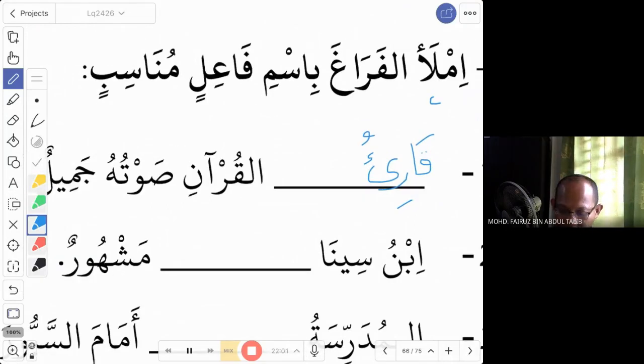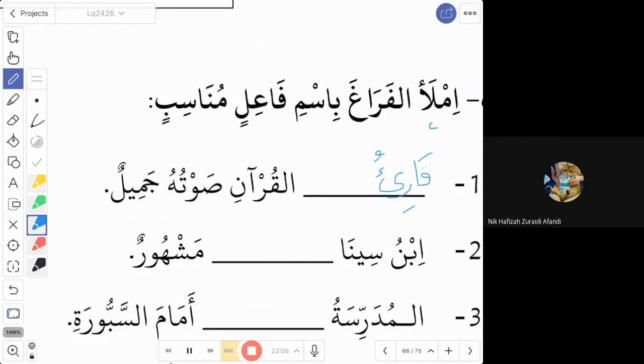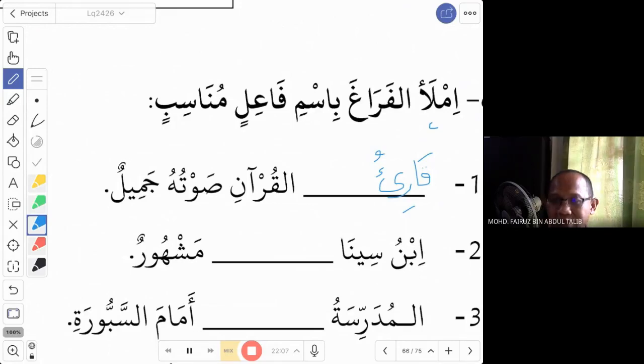So what is the meaning of qari'u in this jumlah? The reader, the reciter. The reciter of the Quran, his voice is jamil. Okay, the reader of the Quran. But of course, qari, we know that it is referring to the reciter. In Malay we just say qari, but actually it is qari'un, you have the hamzah. Qari'ul Quran, sawtuhu jamil. Okay. This is the first jumlah.